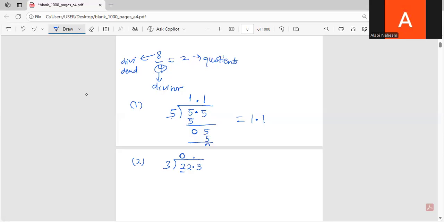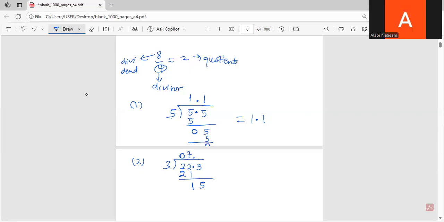Now say 3 in 22. That's 7. So we say 7. 3 times 7, 21. We add 21 here. We subtract 22 minus 21, that's 1. 1 and 5. You might say, why am I not including the decimal point? Remember I said we're ignoring the decimal point for now. That's why I'm not putting the decimal point there.